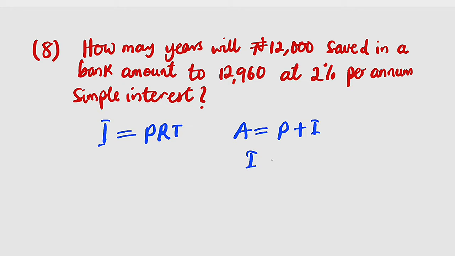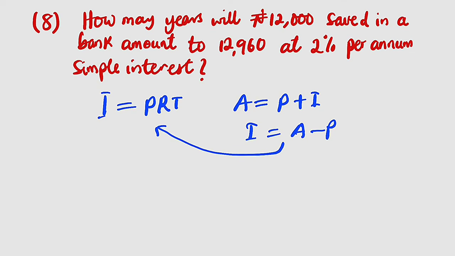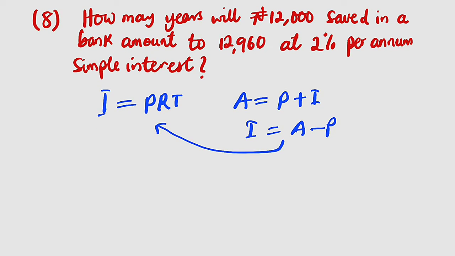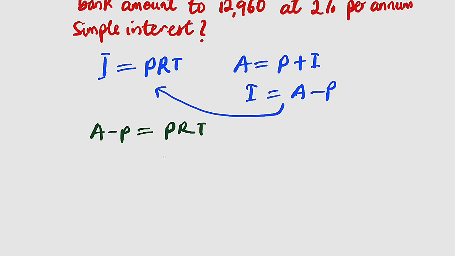So from here you can see that I is equal to A minus P. So we can simply take this and plug it here. Remember, you are dealing with objective questions, so it is not necessary that you have to show all workings. So instead of this I, we are going to replace it with A minus P. So A minus P is equal to principal times rate times time. And finally, since we are looking for T, we divide both sides by PR. Therefore, T is equal to A minus P divided by PR.